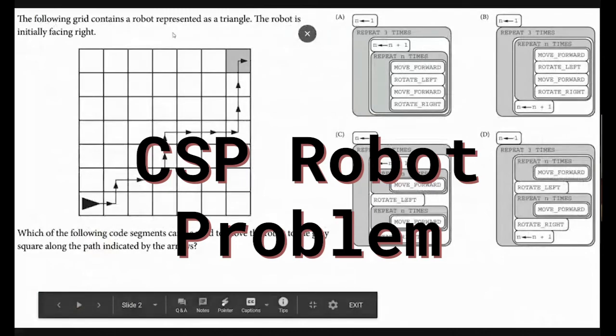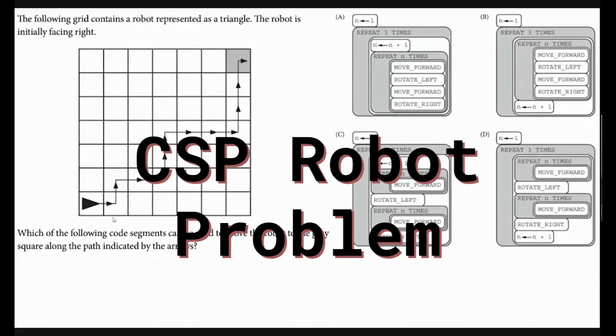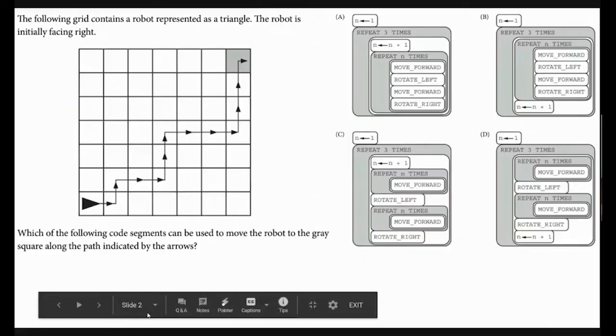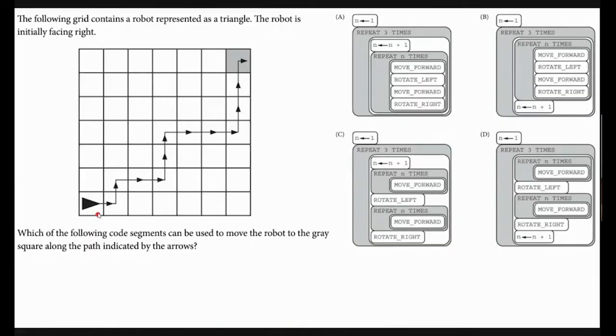The following grid contains a robot represented as a triangle. So this triangle right here is actually a robot. Here, let me do pointer. So this right here is the robot. And if you notice, it's very similar to Lightbot, only with Lightbot, it's like three-dimensional in a way because you can jump. There is no jumping on this, so it's actually easier than what you were working on.